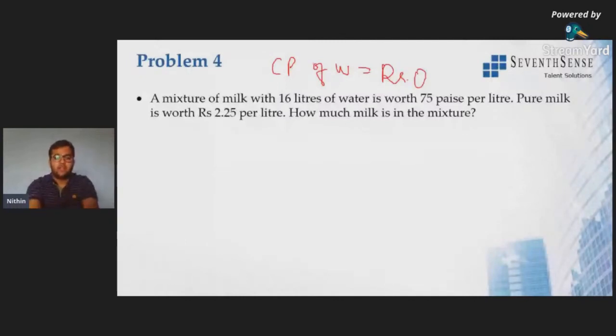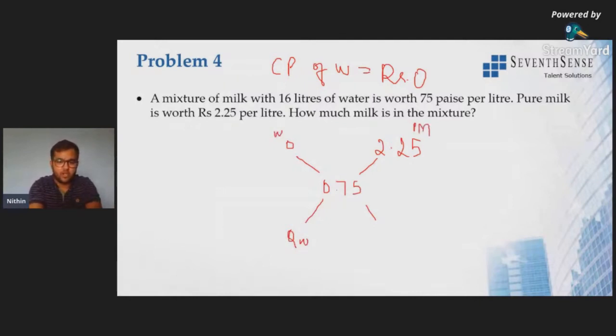All right. So now we know pure milk is costing 2.25 per liter, right? So cost of water is usually zero. So what is the mixture? Mixture is 75 paise. 75 paise in rupee value will be 0.75, right? So what will be the ratio? This is the price of water, and here we have taken the price of milk, lower and higher. So quantity of water is to quantity of milk.